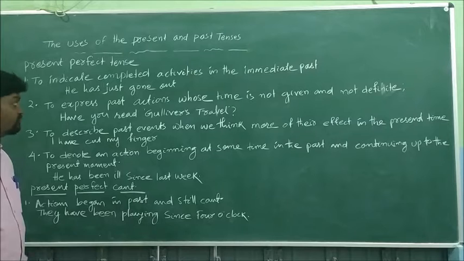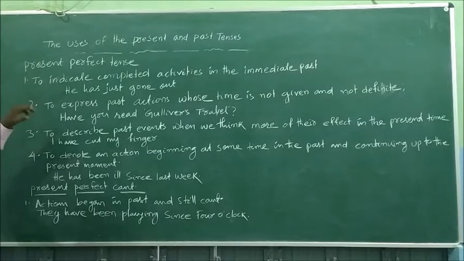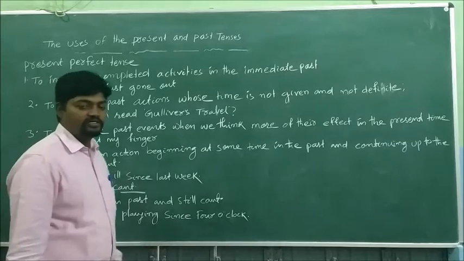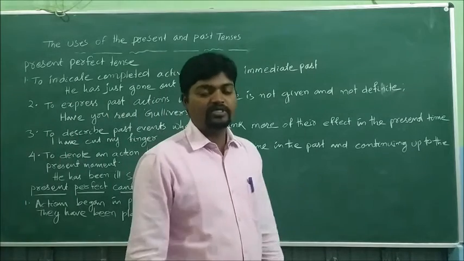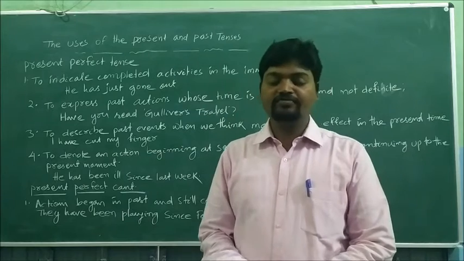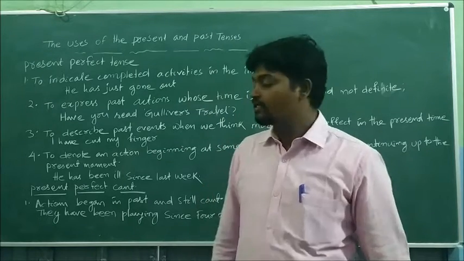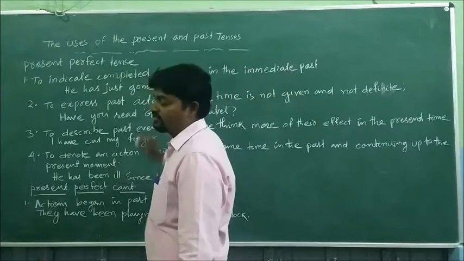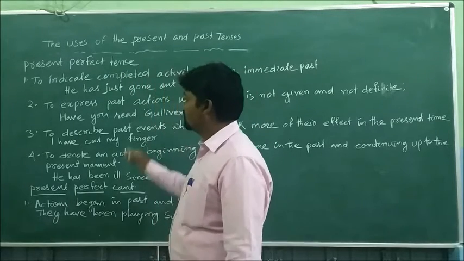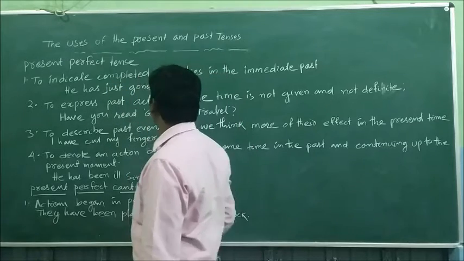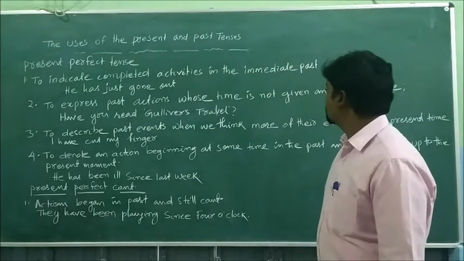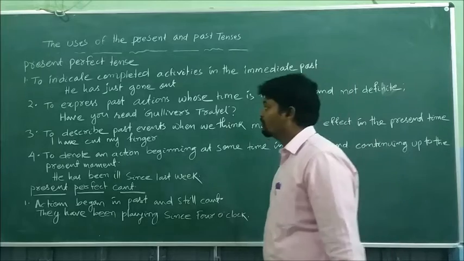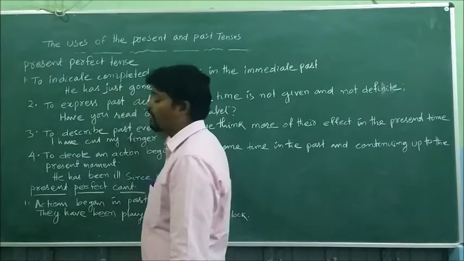So let's resume the class, the uses of tense, that is present perfect tense. Already we completed the simple present tense or present indefinite and then present continuous tense. So let's resume with present perfect tense. We use present perfect tense to indicate completed activities in the immediate past. Example, he has just gone out.